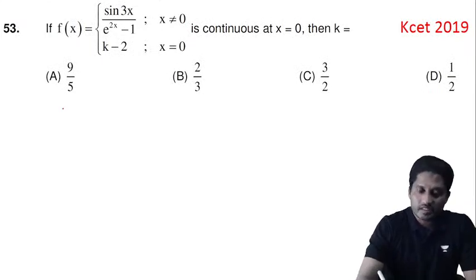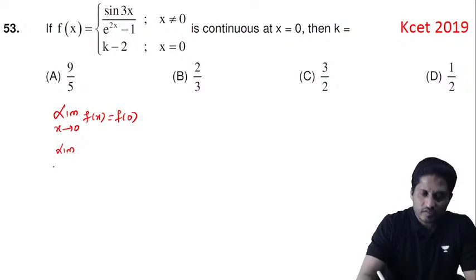It's continuous at x equal to 0, right? So limit x tending to 0 of f of x is equal to f of 0, right? Now this is limit x tending to 0 of sine 3x into e to the power of 2x minus 1. F of 0 will be equal to k minus 2. Now this is 0 by 0 form.